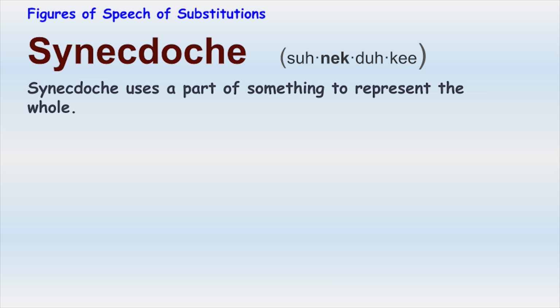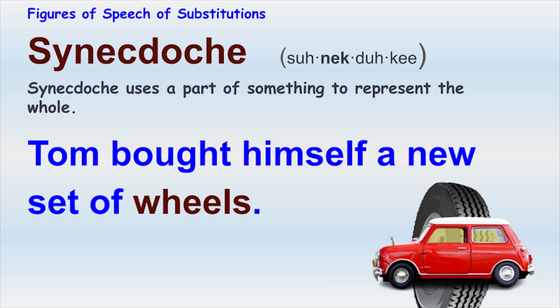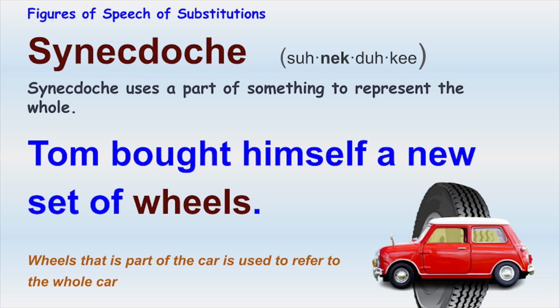For example, "Wow, Tom bought himself a new set of wheels." In this sentence, wheels is used to refer to a car. This is a common usage where a part of the car, the wheels, stands for the entire vehicle. So instead of saying Tom bought himself a new car, we say Tom bought himself a new set of wheels.